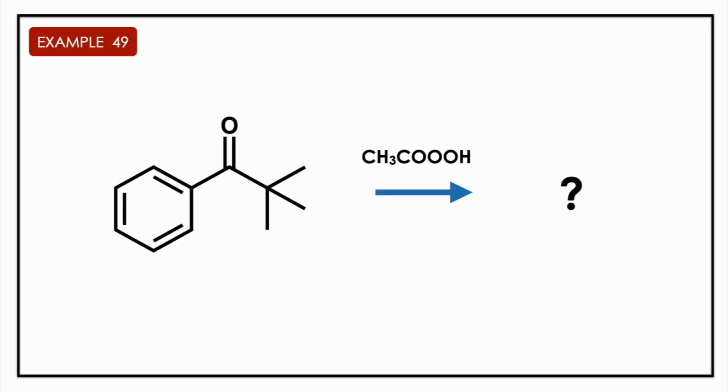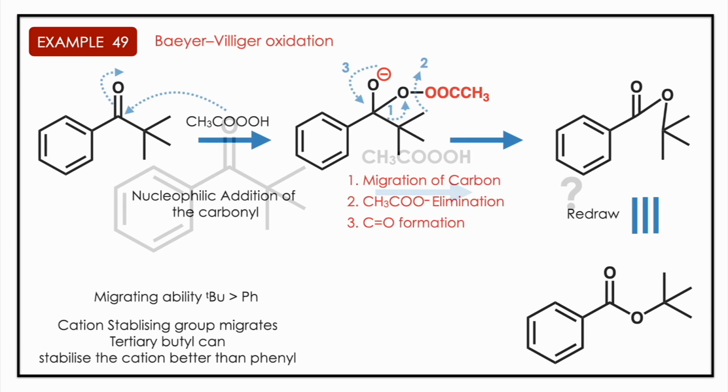Then the next example: here you have a ketone, with one side tertiary butyl and the other side phenyl. You are using the peracid. You should find what will be the final product. Here you have carbonyl, and you are using the peracid.